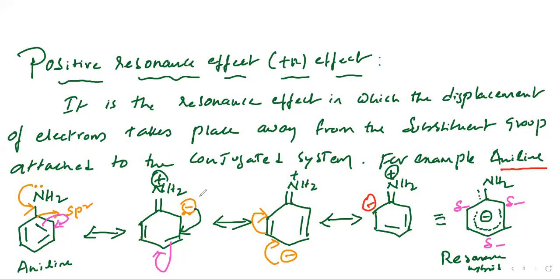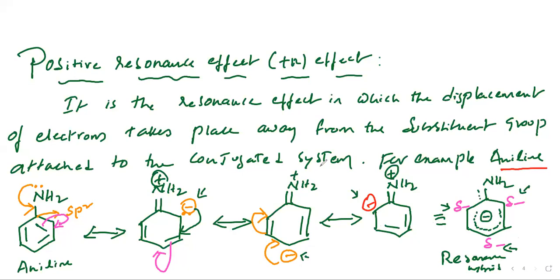So here in the second structure, the negative charge we have shown here. In the third structure, the negative charge is shown here. And in the fourth structure, the negative charge is here. That means all the four structures we are placing in one structure, that we are calling a resonance hybrid. So this is about the resonance effect.